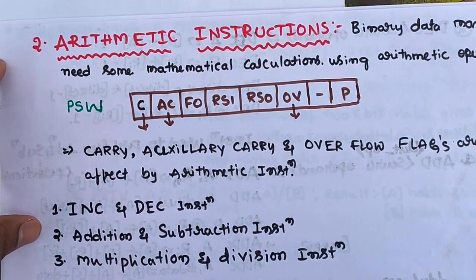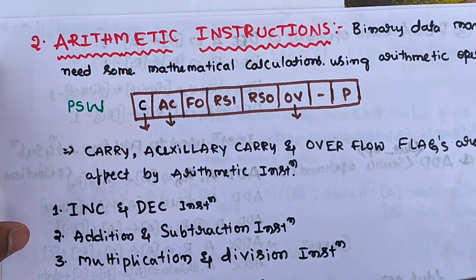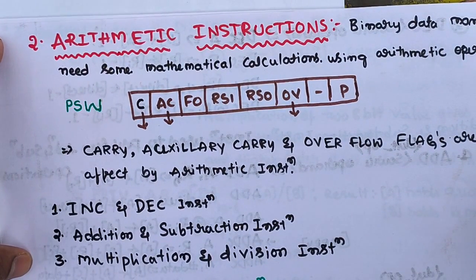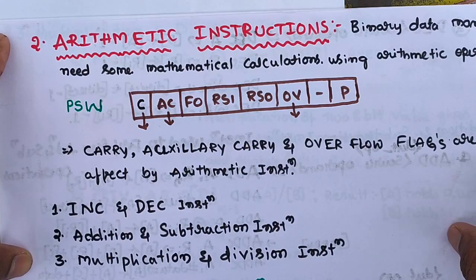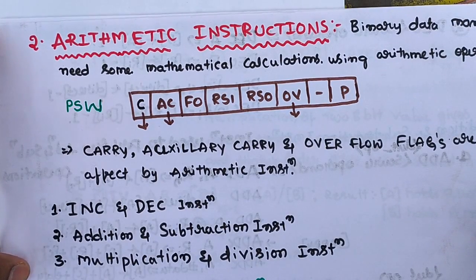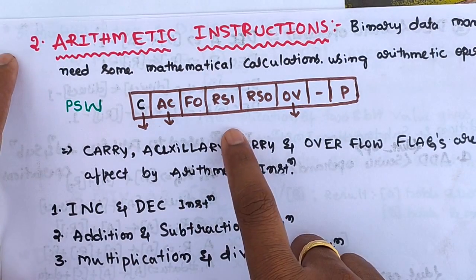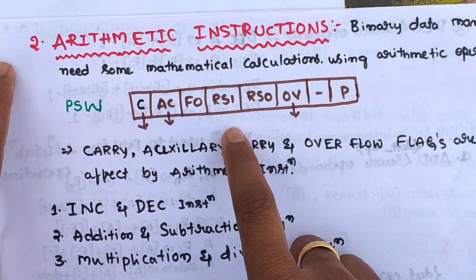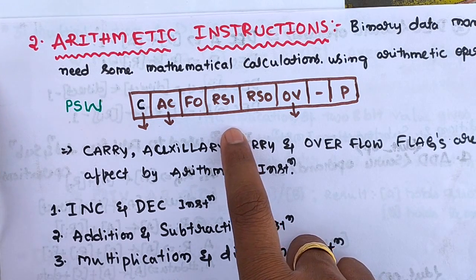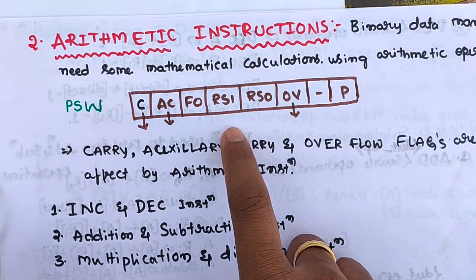So this is about the move instructions or data transfer instructions. And next we are moving towards the arithmetic instructions. Arithmetic instructions are used to perform arithmetic calculations. During arithmetic operations, some program status word flags will get affected.